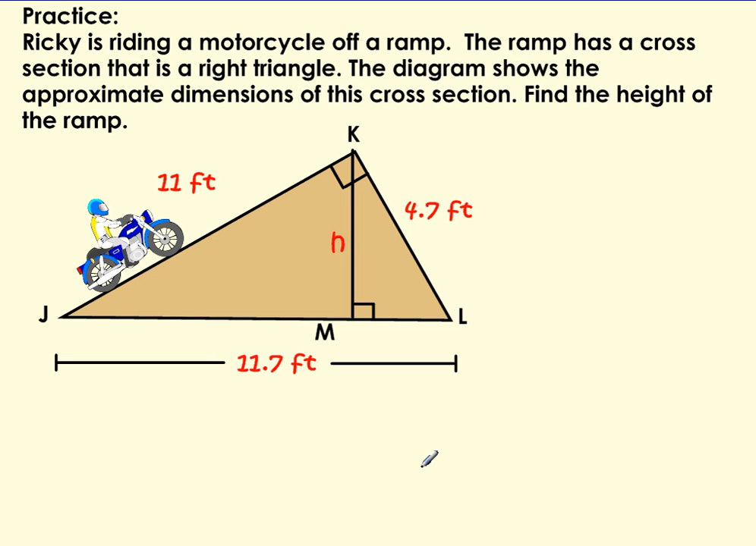Here's another example. So Ricky is riding a motorcycle off of a ramp. The ramp has a cross section that is a right angle, which would be this here. The diagram shows the approximate dimensions of this cross section. Find the height of the ramp. So here we're looking to find the height of this ramp, and we're given a whole bunch of different dimensions.